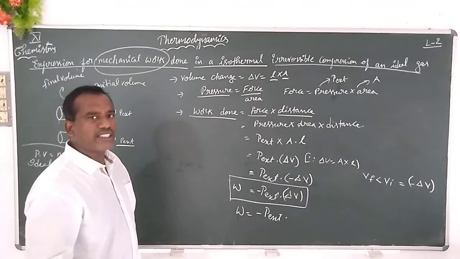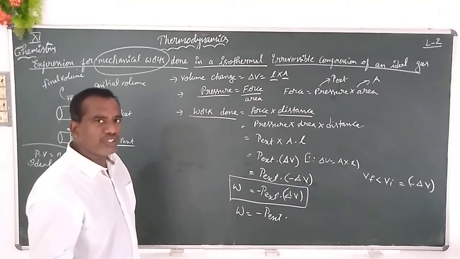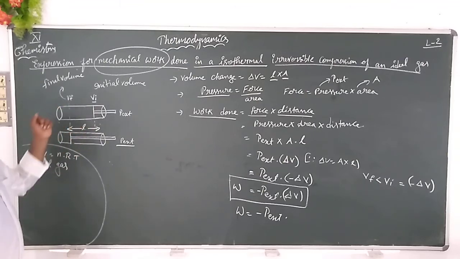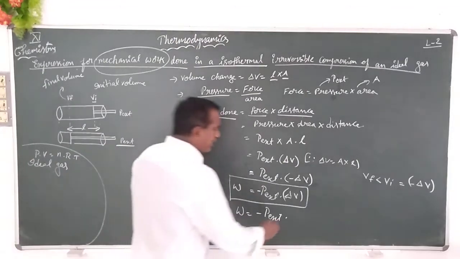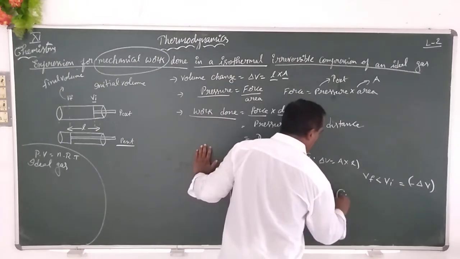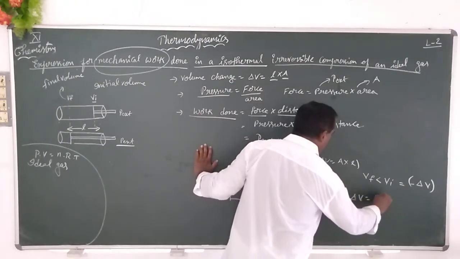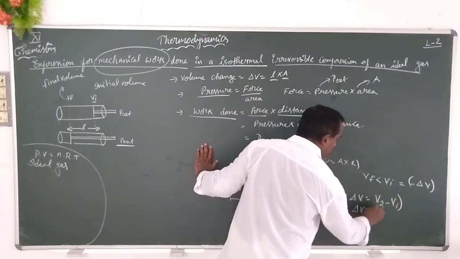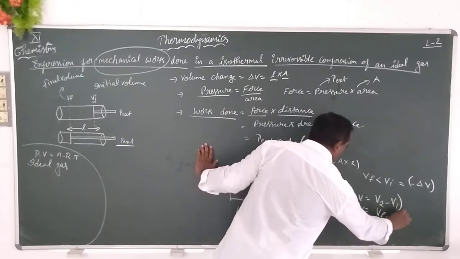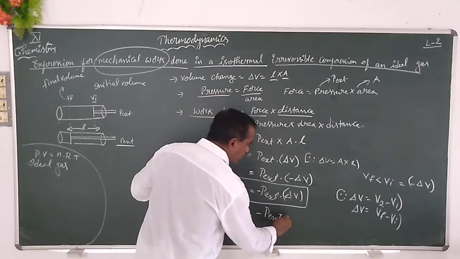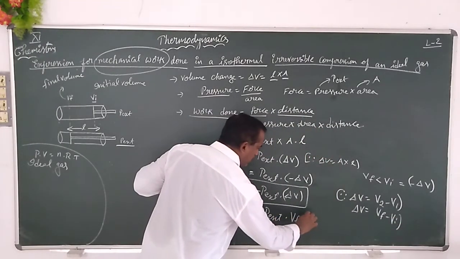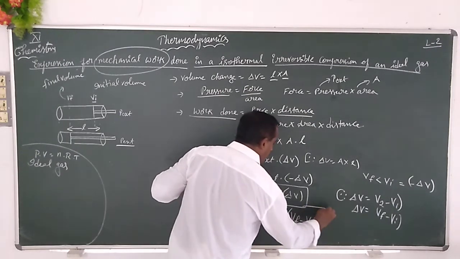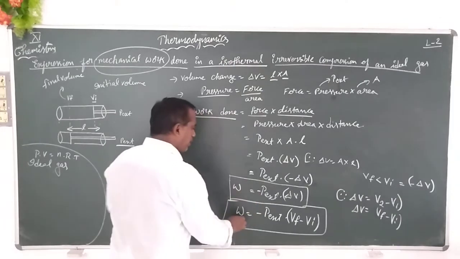What is delta V? Change in the volume. Generally we bring final minus initial, and we give it as V2 minus V1. Do you remember? Change in volume is equal to final volume minus initial volume. So we can write this as the final volume minus initial volume. So this is the expression for the work done in an ideal gas.